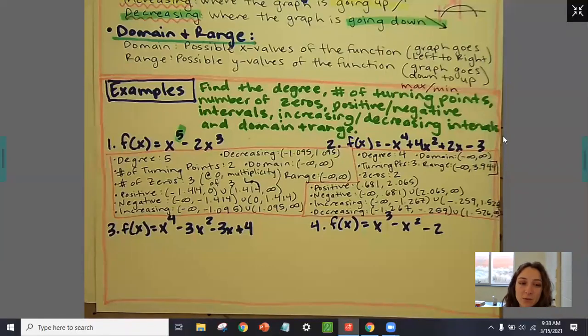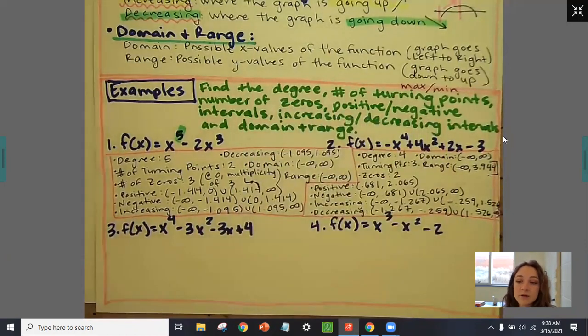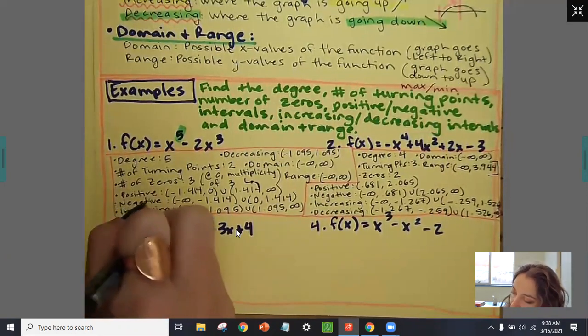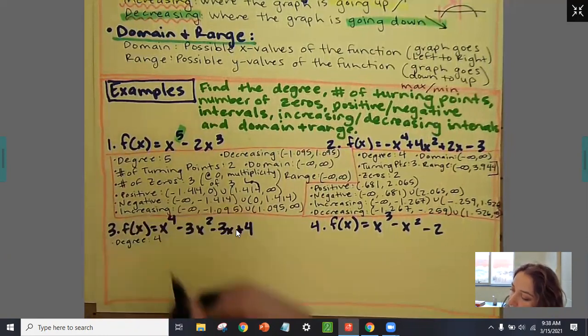Hello everyone, in this video we're going to be working out problems 3 and 4, finding all of these features of this polynomial. Okay, so let's start out with the degree of this one, and that's just going to be the highest exponent here, so the highest exponent is going to be 4. Alright, so our degree is 4.